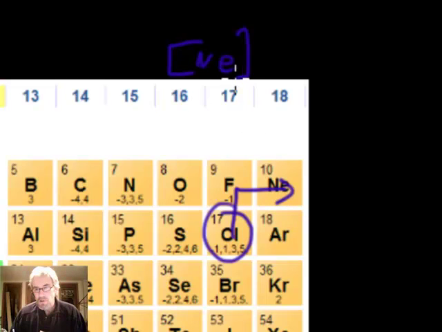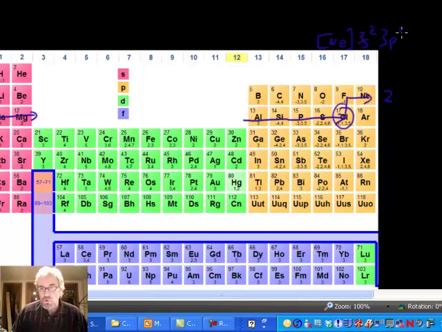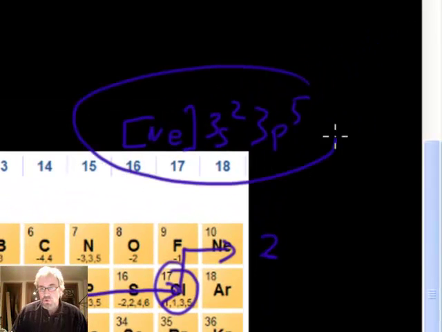Then I'm going to follow it up with what comes after neon, but before chlorine. So that's the end of the second row. So I start in the third row. This is the S's, so 3S2. And then I'm going through 3P1, 2, 3, 4, 5 before I get to chlorine, so 3P5. And there's my shorthand notation for chlorine.